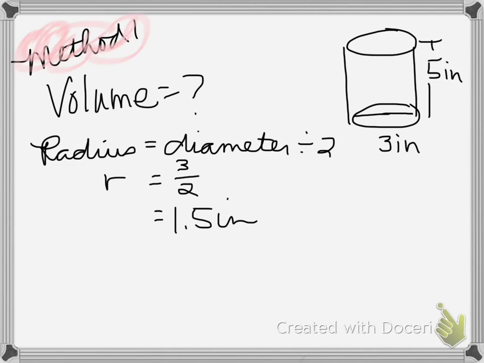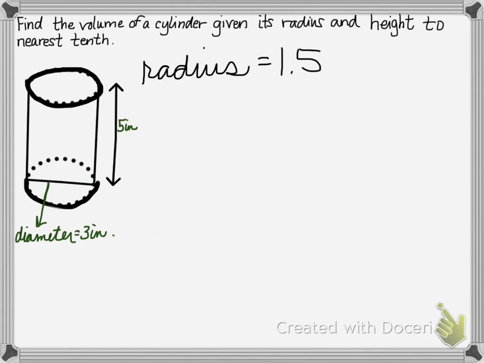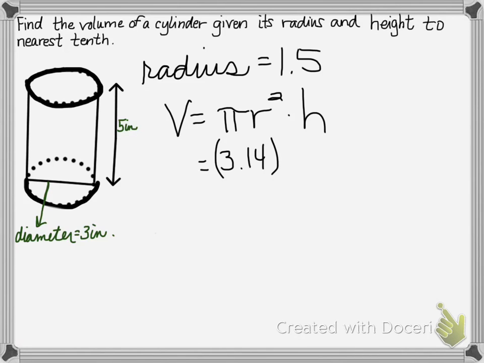Now we want to use that in our volume formula. So let's go ahead and go to the volume formula. So we know our radius is 1.5, and we know our volume formula is volume is equal to the area of the base, which is pi r squared, times the height. So as we look at this, we know that we're going to substitute in 3.14 for our pi, and for our radius, we have 1.5 squared, which is 1.5 times 1.5, times the height of our figure, and the height of our figure in this instance is 5.